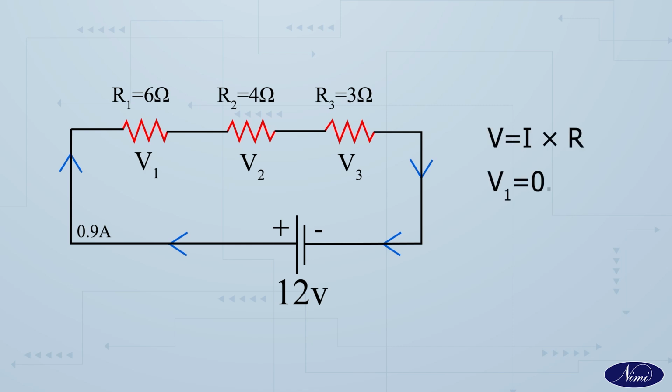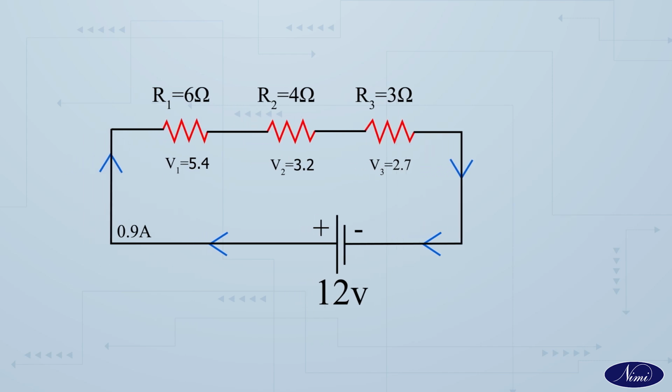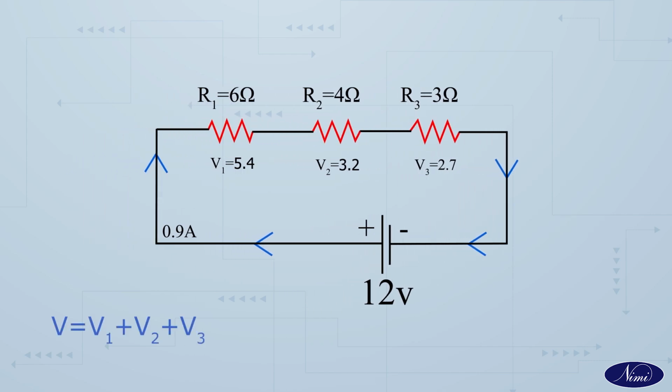V1 is equal to 0.9 multiplied by 6, equal to 5.4 volts. V2 is equal to 0.9 multiplied by 4, equal to 3.2 volts. V3 is equal to 0.9 multiplied by 3, equal to 2.7 volts. Finally, when we add V1, V2 and V3, we will get 12 volts, which is equal to the input voltage. Thus, Kirchhoff's voltage law is verified.